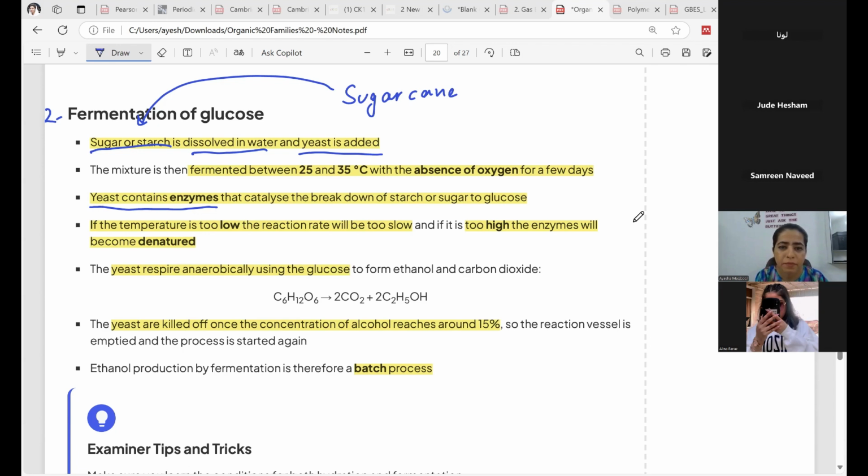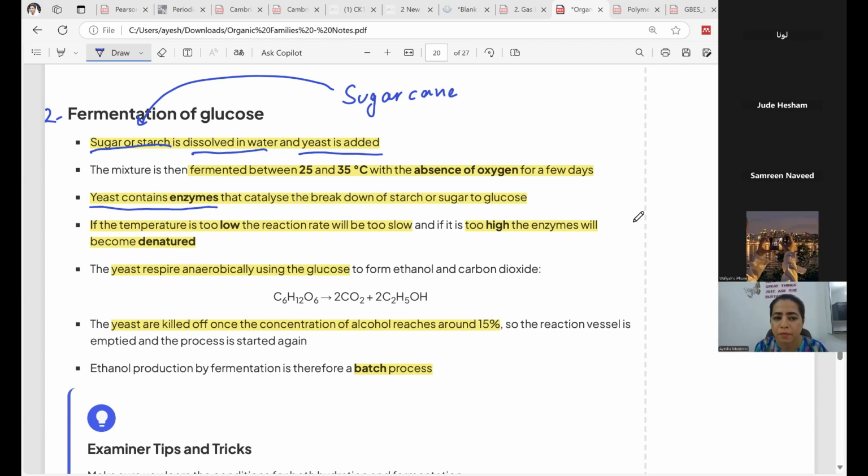Miss, enzymes are biological catalysts. They will speed up the reactions in our body, and there are also enzymes that are sensitive. So you can say if the temperature is too high, they can become denatured. Right, very good point. They need an optimum temperature to work. An optimum temperature is the best temperature at which they work and give a high rate of reaction. Okay, very good, Jude, Luna, and Samreen.